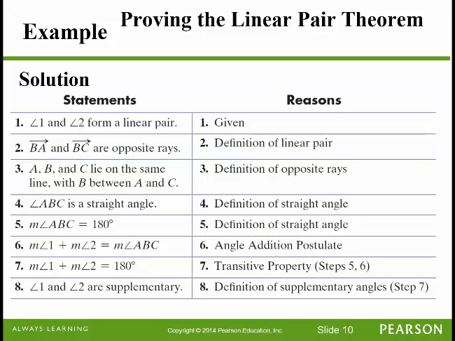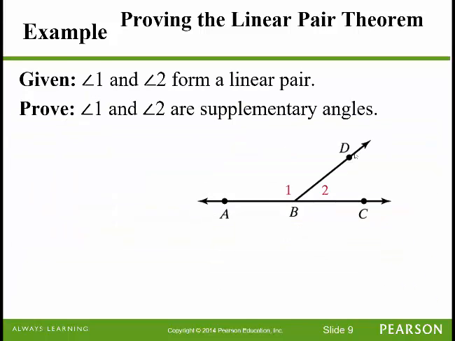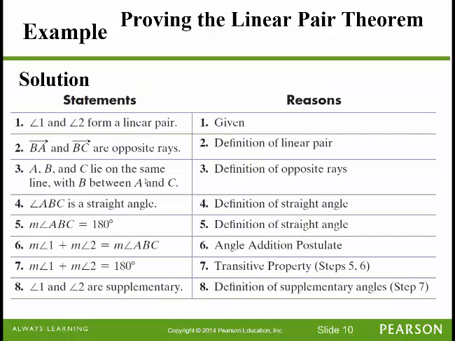What we would say then is ray BA and BC are opposite rays. So this ray and this ray are opposite rays, and that's by definition of a linear pair. Points A, B, and C lie on the same line, with B between A and C. That's just the definition of opposite rays. We can see that angle ABC is a straight angle, by definition of a straight angle. That means the measure of angle ABC is 180 degrees, by the definition of a straight angle.